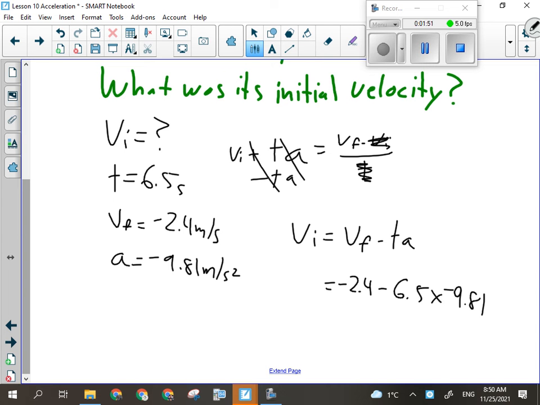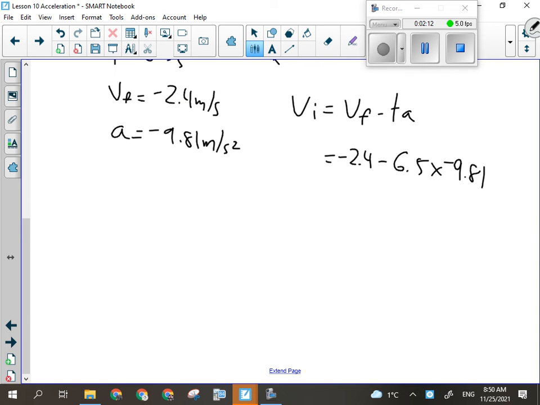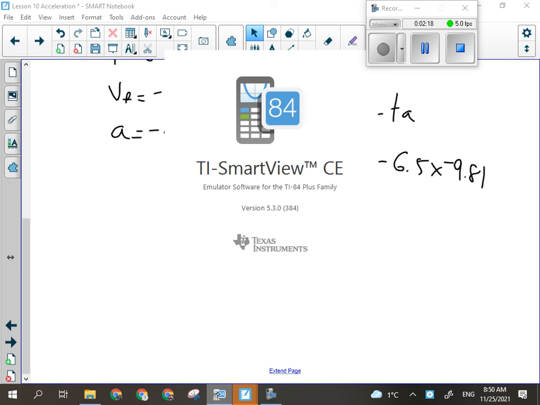It is crucial that we get the positives and negatives in there. All right? If I don't, then this is going to tell me that I made this thing go the way it did by throwing it down. Okay? Obviously, I didn't throw it down. The question says I threw it up, and not I mean like vomited. I mean I actually threw it in the air. Okay, so we have negative 2.4, minus whatever negative 6.5 times negative 9.81 is.